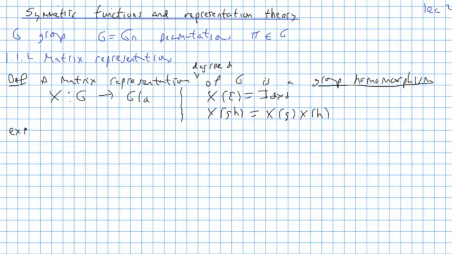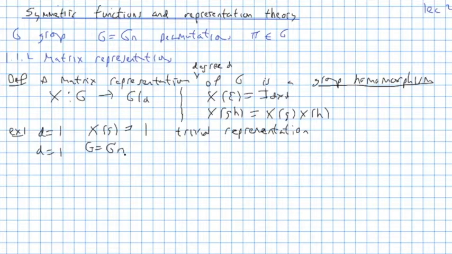So when D equals 1, if I send any element of the group to the number 1, so the 1 by 1 matrix that is 1, this is the trivial representation. And so when D equals 1 and say the group is a symmetric group, if we take a permutation and we associate to it its sign, so 1 if the permutation is even and minus 1 if it's odd, this is also a representation, and this is called the sign representation.